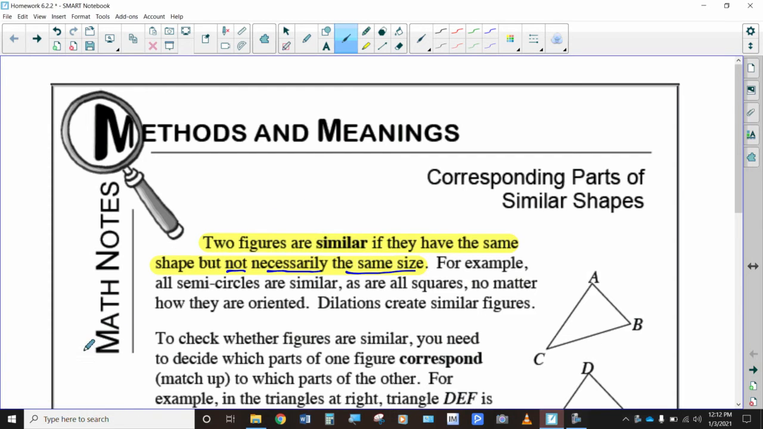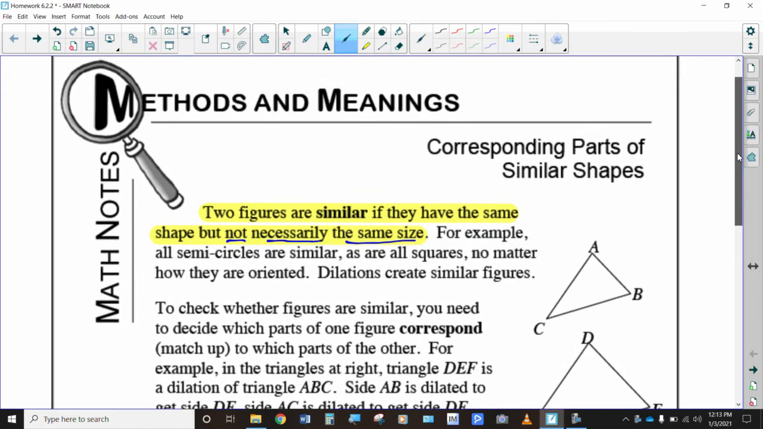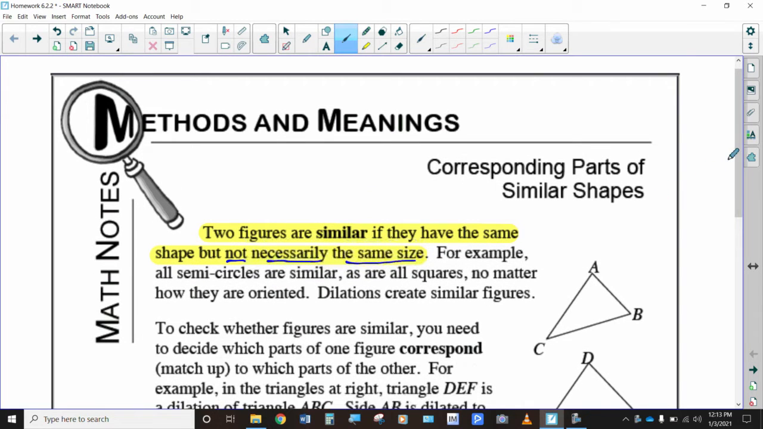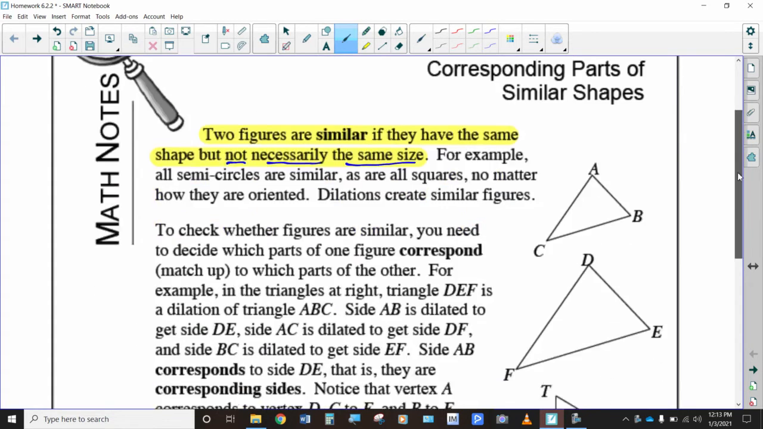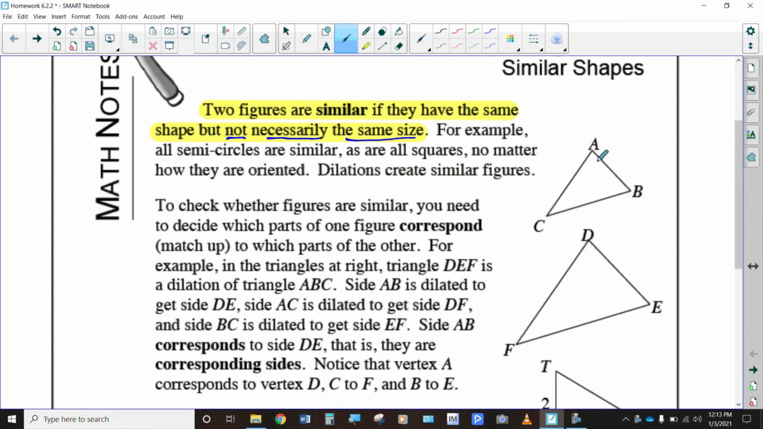Alrighty, let's take a look at the homework for lesson 6.2.2. This is highlighting the corresponding parts of similar shapes. First, make sure we understand the difference between whether shapes are similar or congruent to each other. Similar shapes have the same shape, but not necessarily the same size. If you look at these two triangles, triangle ABC and triangle DEF, they appear to be the same shape, but one is clearly bigger than the other. So they would be considered similar, not congruent.